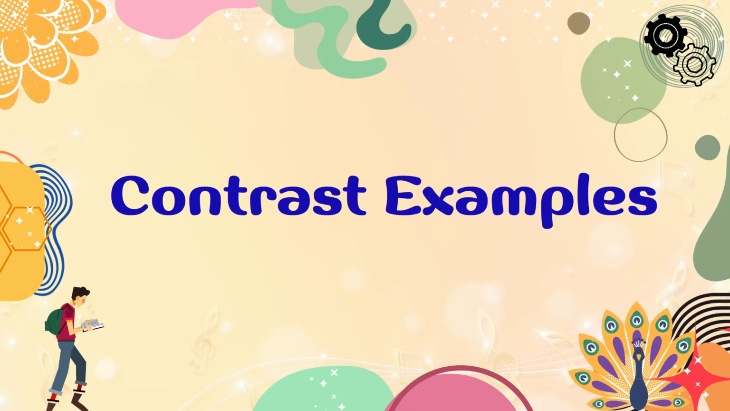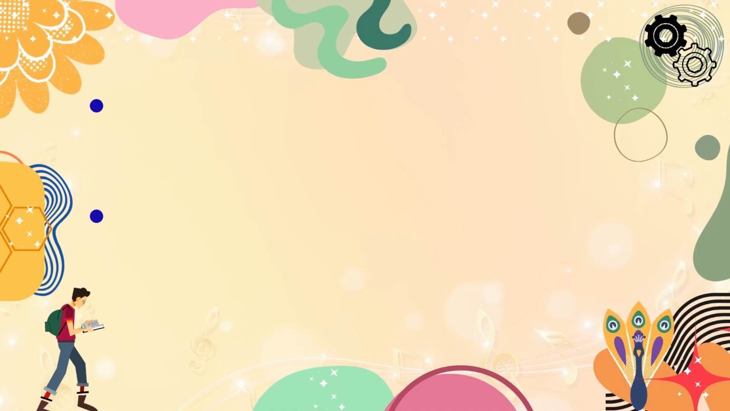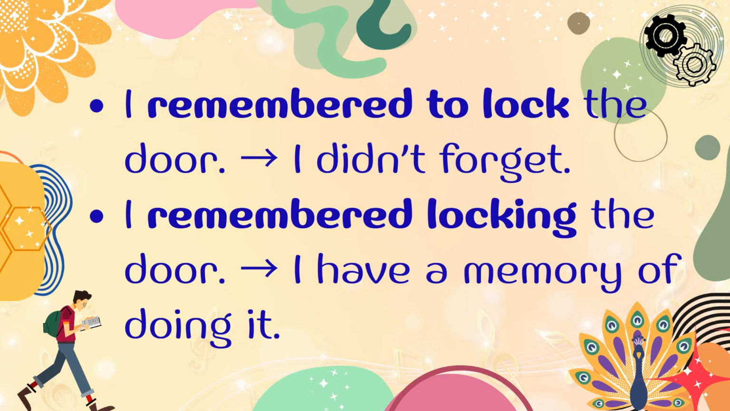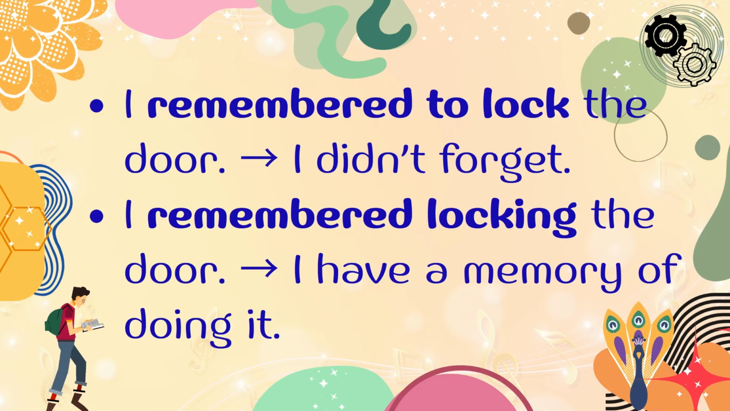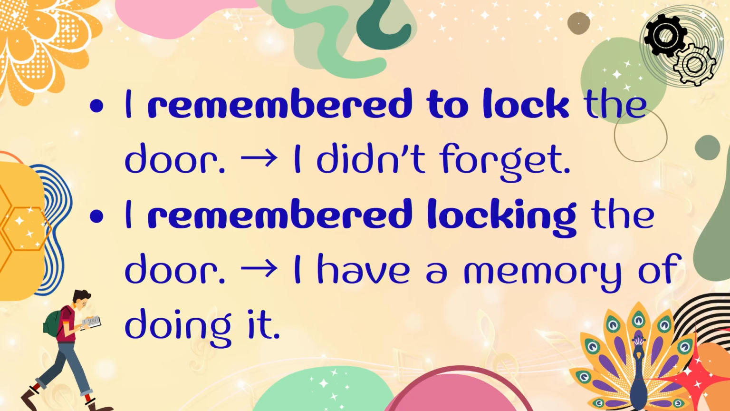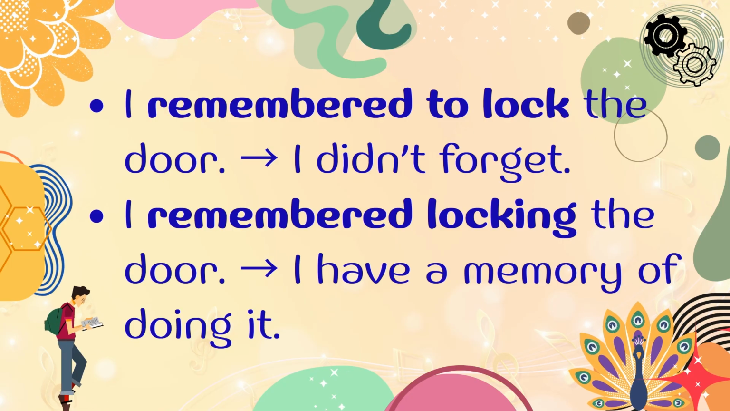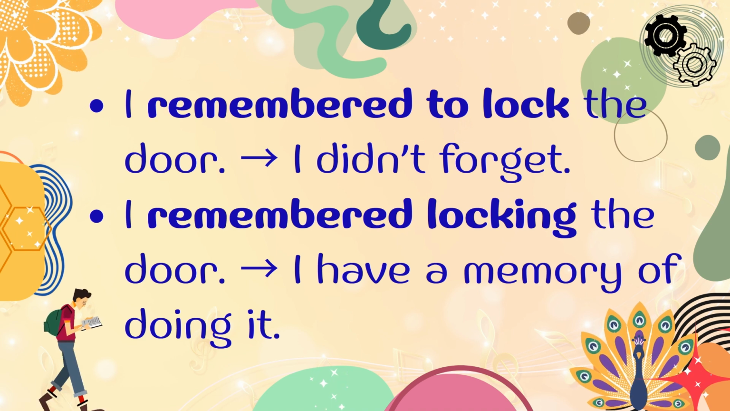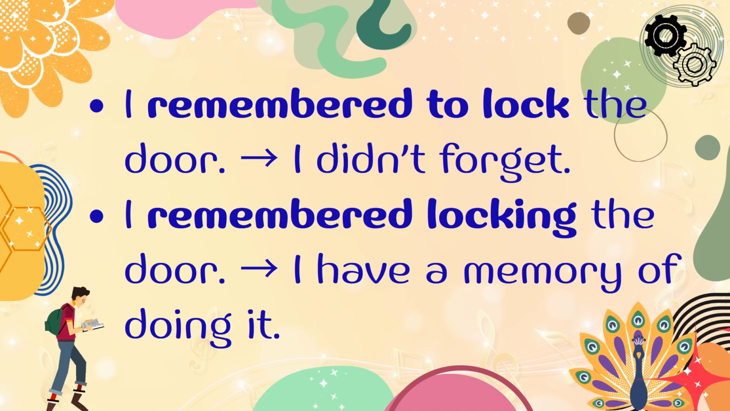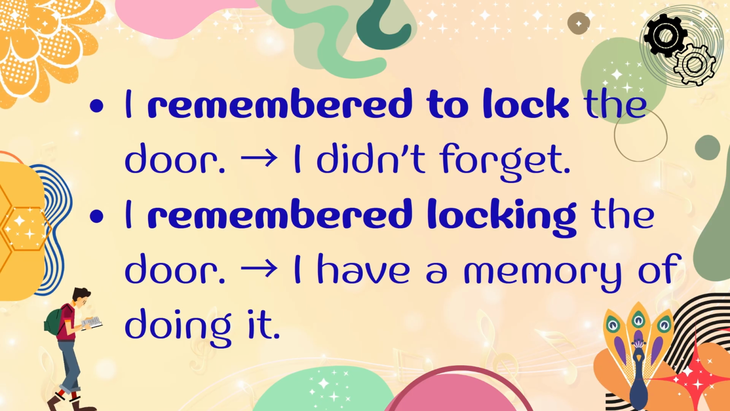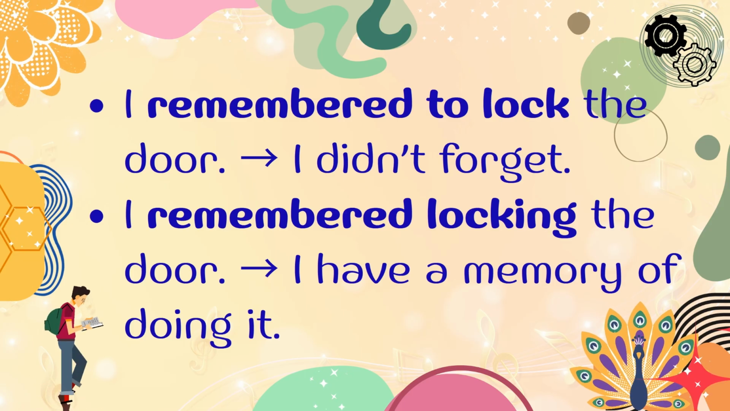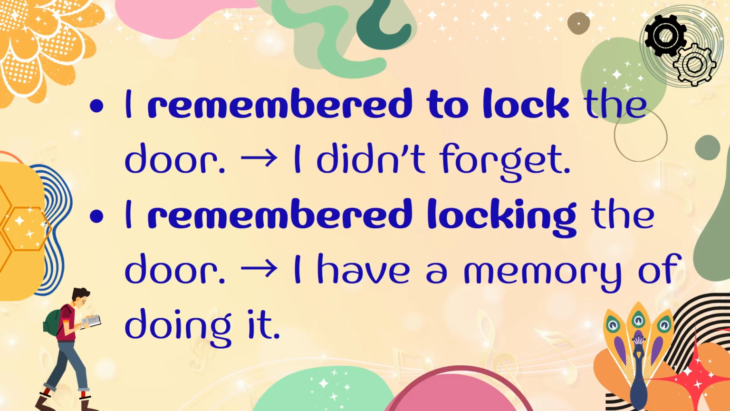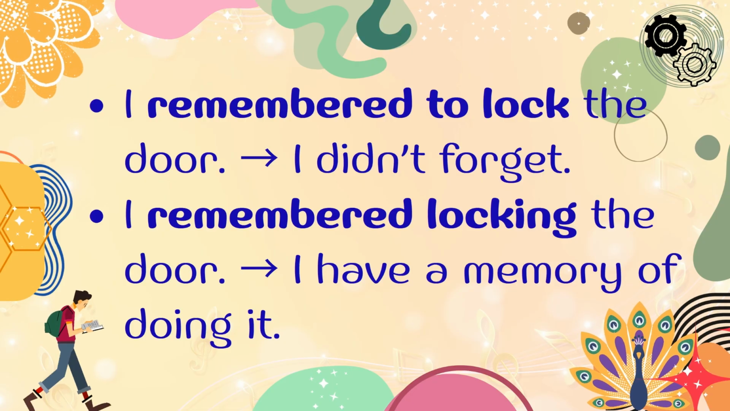And the contrast examples. Sometimes using one or another verb pattern changes completely the meaning of the verb. Let's have a look at the examples. I remembered to lock the door. I remembered means I didn't forget to do that. I actually did this action. I remembered locking the door. I have a memory of doing it, but I'm not quite sure whether I did it or not. So here we don't know whether the action was completed or not.